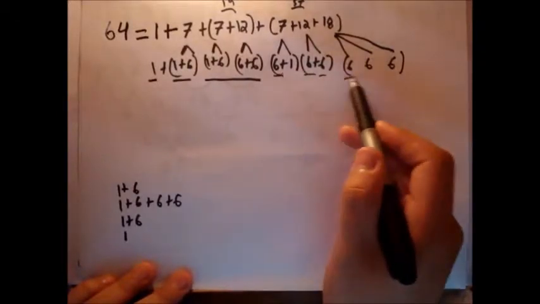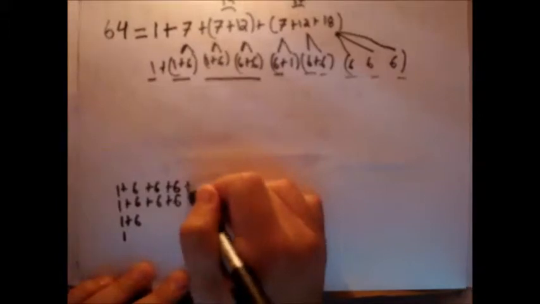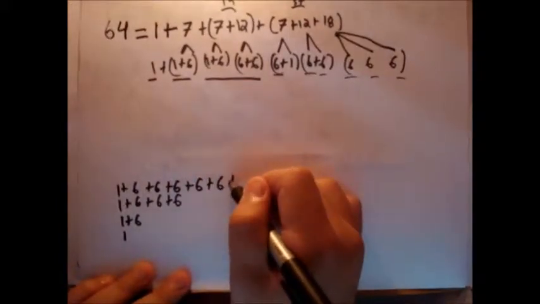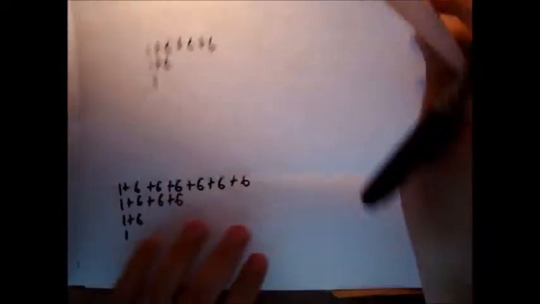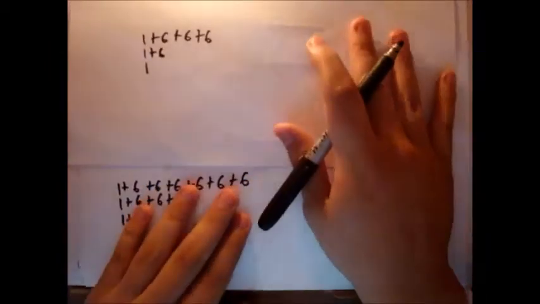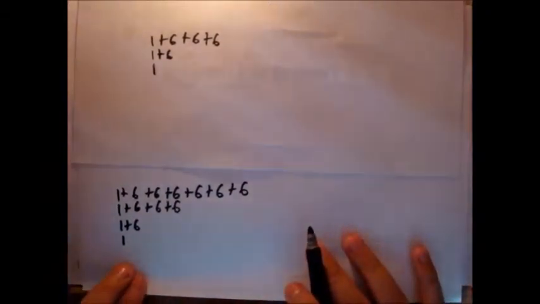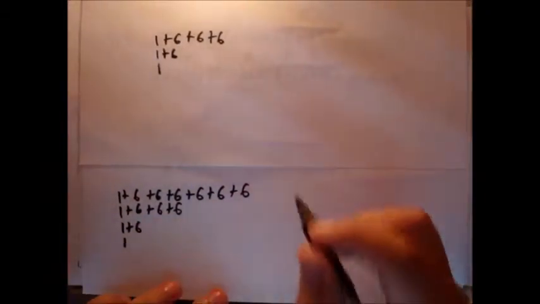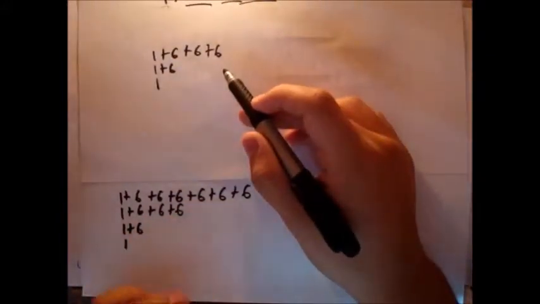1, 2, 3, 4, 5, 6. 6 sixes. So 1, 2, 3, 4, 5, 6. Now, let's compare. The pattern right here that we just wrote out is representative of 64. The pattern up here that we wrote previously is a pattern of 27. But what pattern is there?